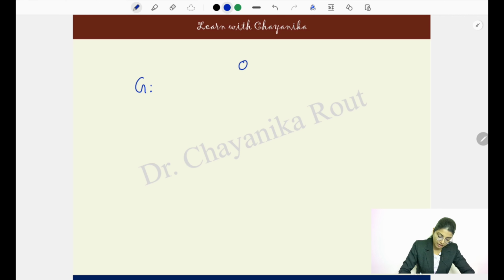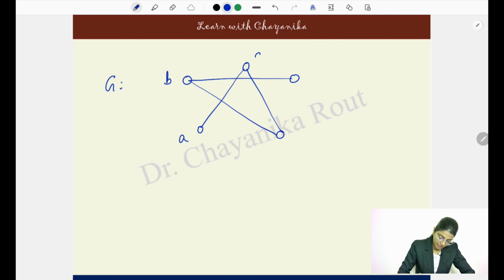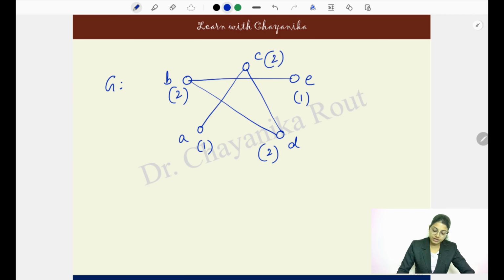Suppose we have any graph G, vertices are A, B, C, D and E. Here the vertex A has degree 1, B has degree 2, C has degree 2, E has degree 1 and D has degree 2. So, there are 3 even vertices and the number of odd vertices is 2. There are 2 odd vertices in the graph. So, this count of odd vertices in the graph is always even.